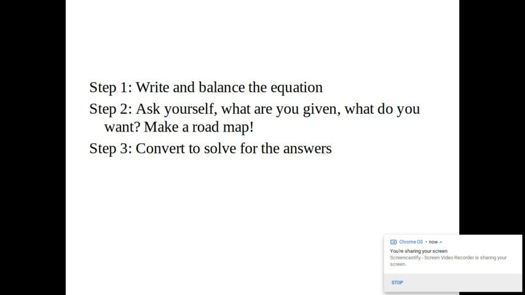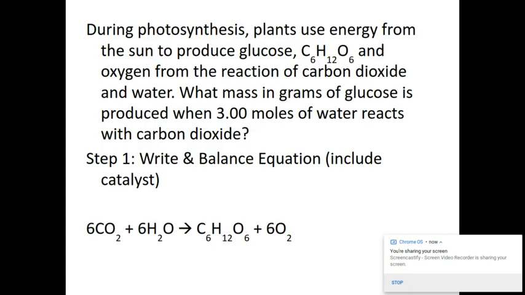First step is to write the balanced equation, and then ask yourself, what are the givens? What do you want? You need to figure out what you're going to start with and what you're going to end with. It's very similar to our unit conversions. And then you need to convert and solve for answers. So basically, these are very similar to our questions we did with converting from mass to grams and grams to moles and things like that, but we have an extra step. Let's take a look here.